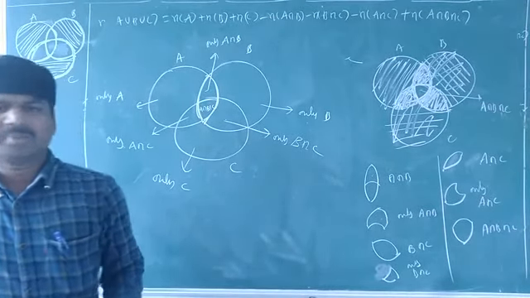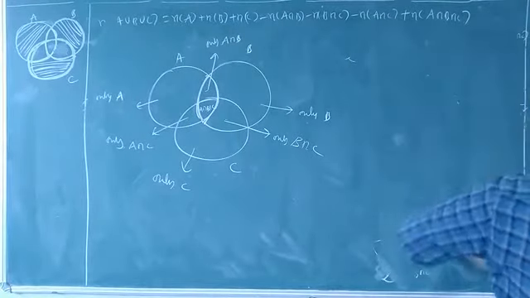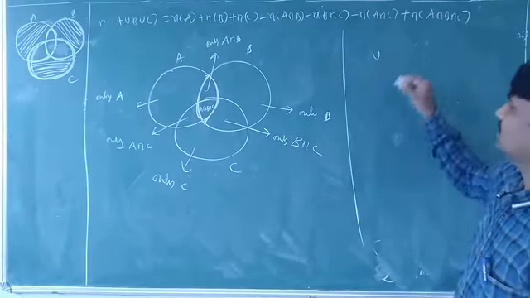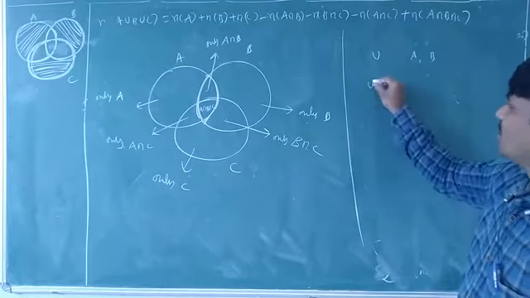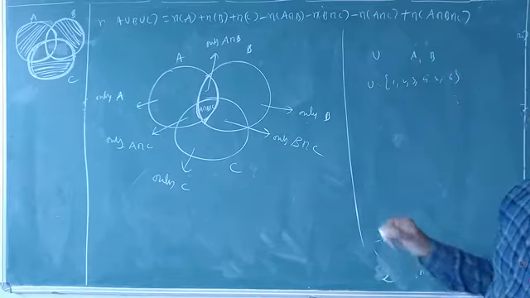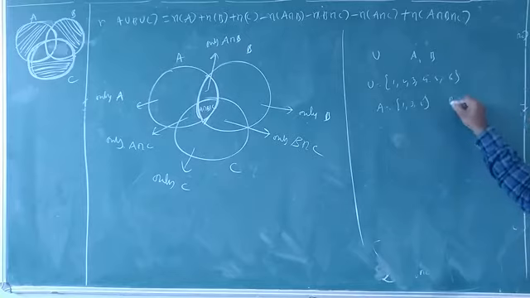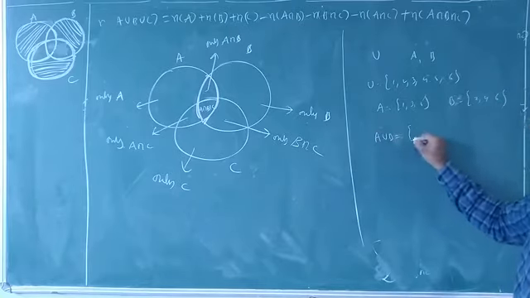Okay. And one more topic is there here, a small topic. See, suppose U is the universal set and A, B are any two subsets of U. U means what I take? For example, 1, 2, 3, 4, 5, 6 I am taking. Set A is equal to 1, 3, 5. B is equal to 2, 4, 6. Find A union B.